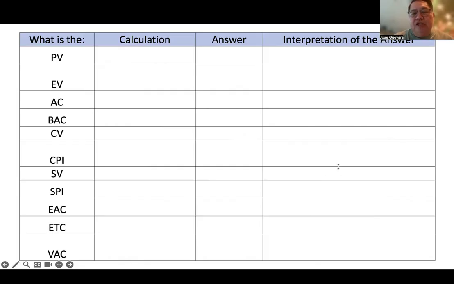For every metric, ask yourself, what does this number tell me about the health of the project? Is the project ahead or behind schedule? Is it under or over budget? If current performance continues, what should I expect at the project completion? Once you have attempted the calculations, resume the video and compare your own with my solution. As we work through each metric together, pay close attention not only to the calculations, but also to how each result helps project managers make better decisions.